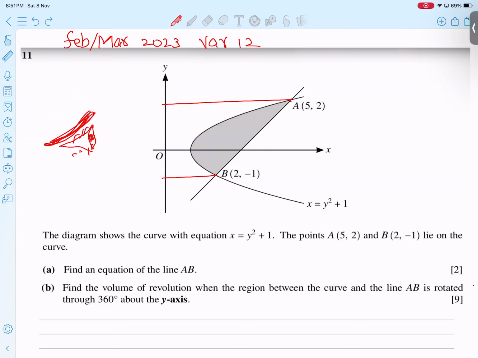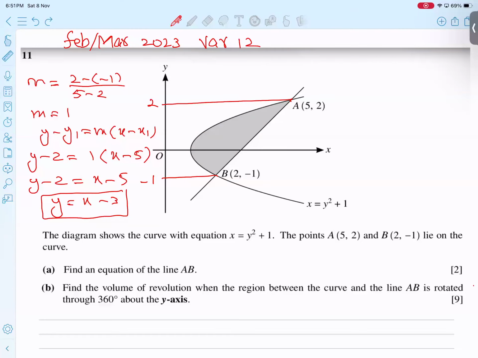So naturally we can say upper curve minus lower curve, but here we actually have a line. So line minus curve. So what is the integration of the point? Line square minus curve square. So this is the planning behind. So let's try to do it now.